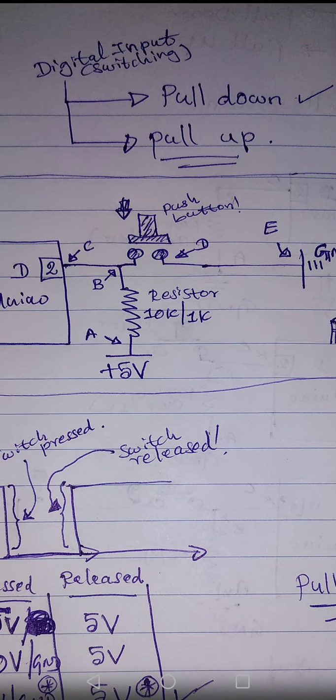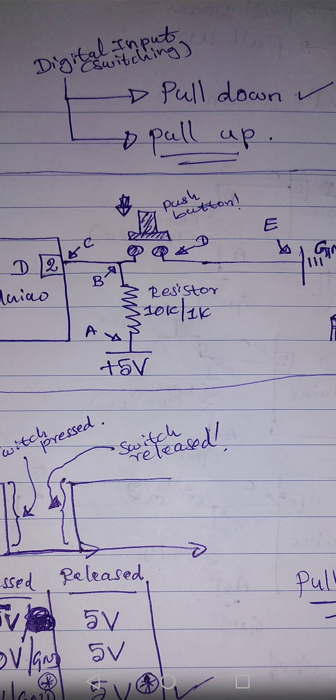So in simple words, in the pull-down circuit, the initial state of the pin is ground. In the pull-up circuit, the initial state of the pin is plus 5 volts. If somebody asks you about a pull-down switch circuit, that means pull-down with a switch, you can say the initial state of the pin is ground. When you press the switch, it will become 5 volts. When you release the switch, it will go back to ground.